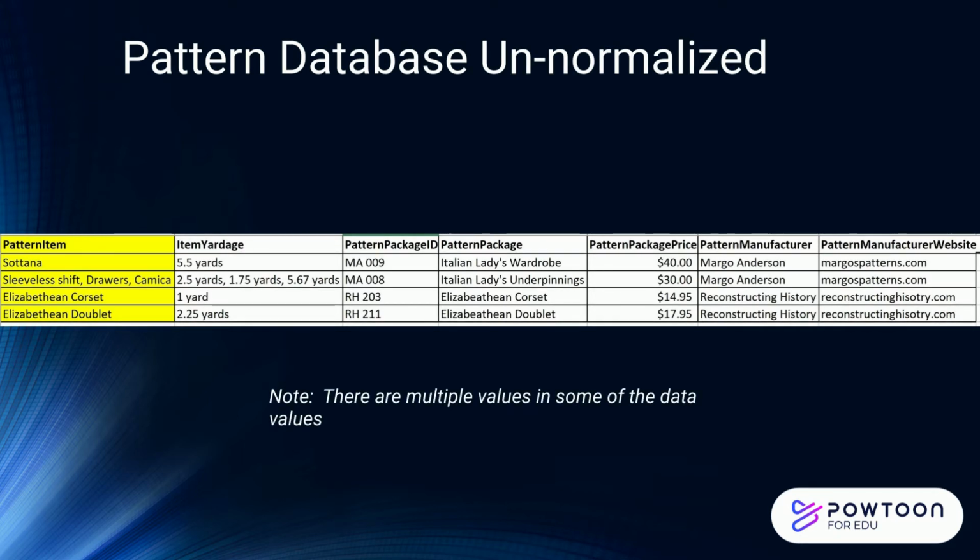Note, there are multiple values in some of the data values. For example, the second pattern item has sleeveless shift, drawers, and kamika. The item yardage field for this row also has multiple values.